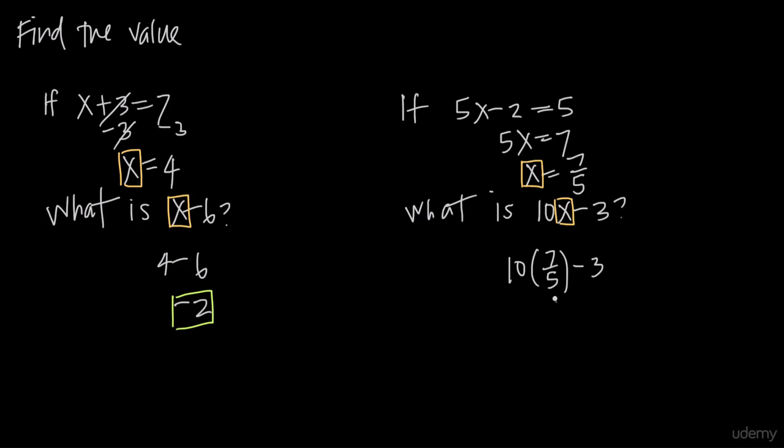We're looking to find this value. So 10 times 7 is 70, so we get 70 over 5 minus 3. 70 divided by 5 is 14, so we get 14 minus 3. 14 minus 3 is 11, so the value we were looking for was 11. But you see how we had to solve the first equation to find a value for x, and then substitute that value for x into the second equation to find the final value.